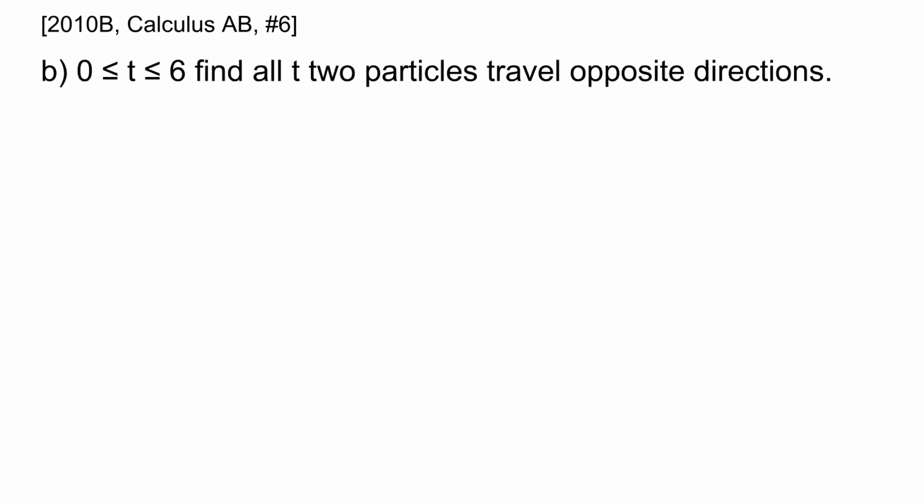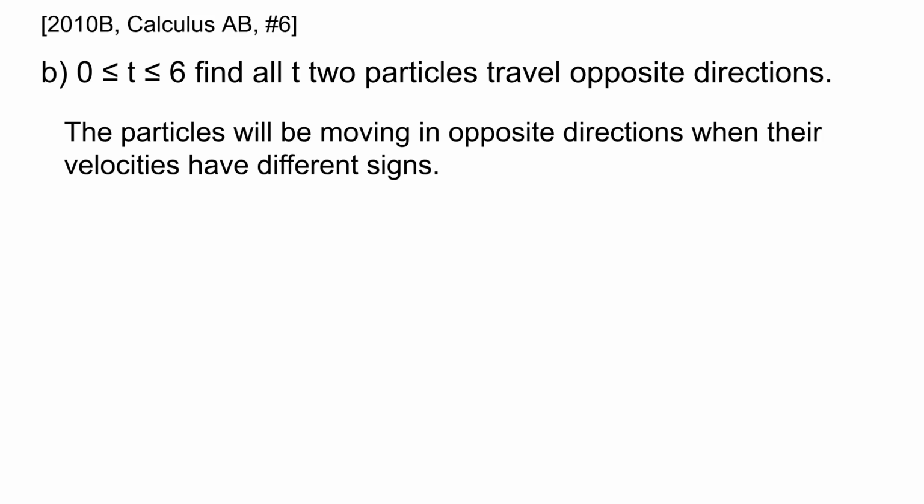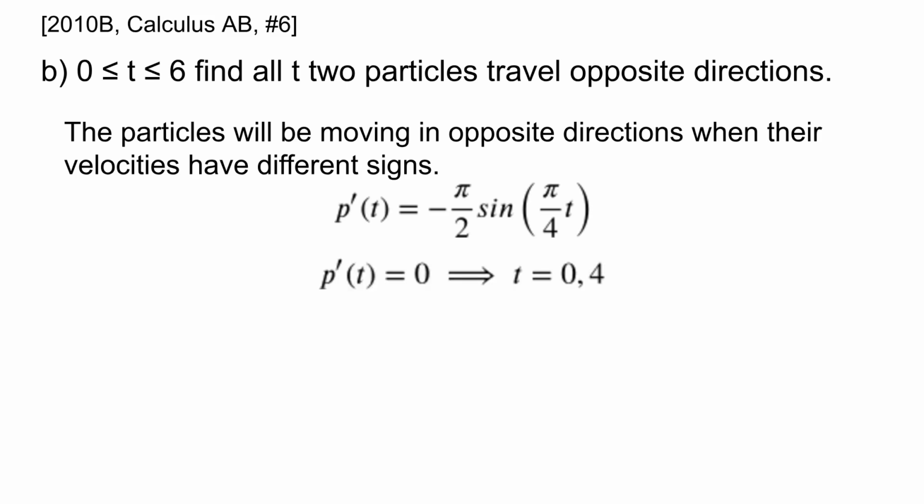In part B of this question, we are given the interval from 0 to 6, and we are asked to find all values of t such that the two particles are traveling in opposite directions. The particles will be moving in opposite directions when their velocities have different signs. Given the rule for p of t, we can apply the chain rule and determine that p prime of t is negative pi over 2 times the sine of pi fourths t. P prime of t will equal 0 implies that t is equal to either 0 or 4.